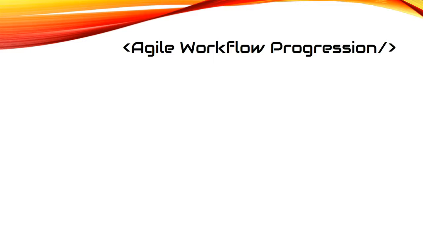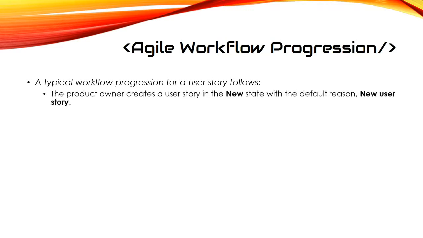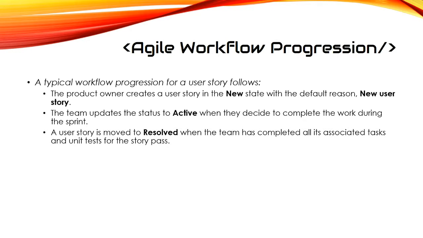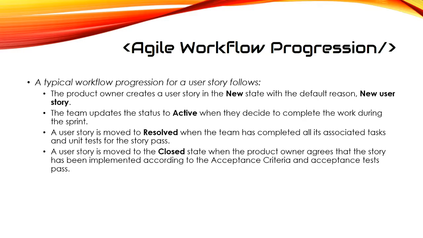Agile workflow progression. A typical workflow progression for a user story is as follows. The product owner creates a user story in the new state and with the default reason new user story. The team updates the status to active when they decide to complete the work during the sprint. A user story is moved to resolve when the team has completed all of its associated tasks and unit tests for the story to pass. A user story is moved to closed state when the product owner agrees that the story has been implemented according to the acceptance criteria and acceptance tests have passed.